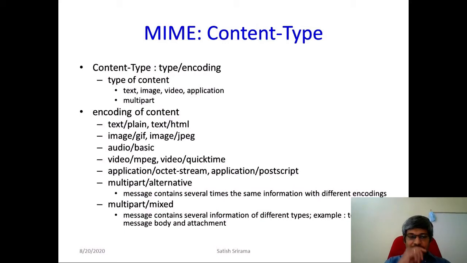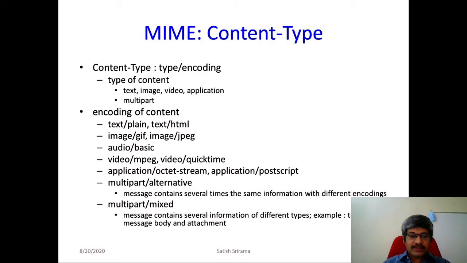This mixed is used when the message contains several pieces of information of different types. Say for example, earlier I gave the example that the email may contain the text of the message body and also an attachment. You have to put both things together. Then in the header, you have to define the content type multi-part slash mixed. So these are some of the content type headers.